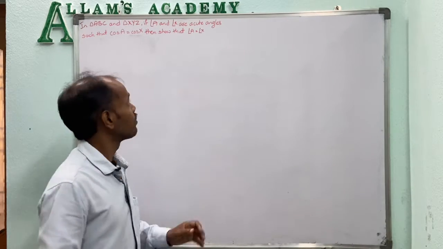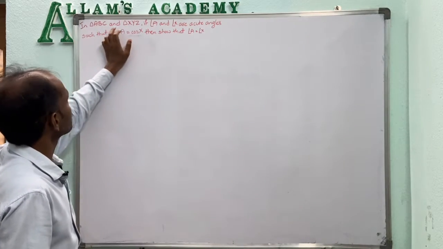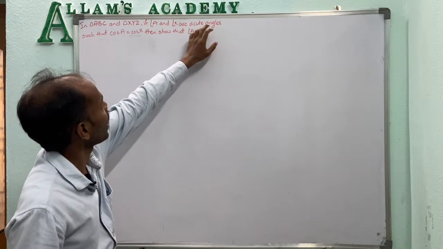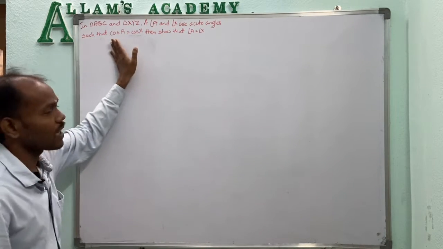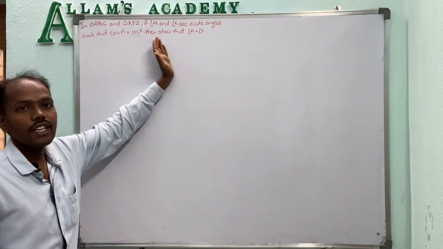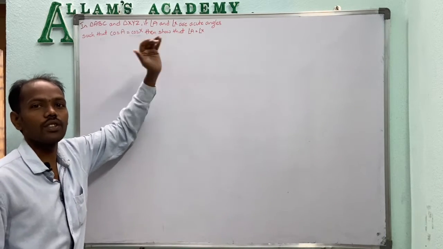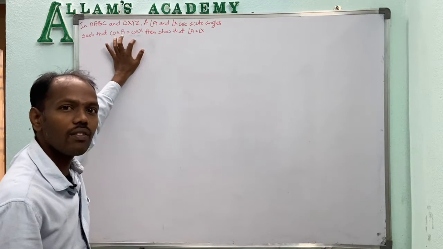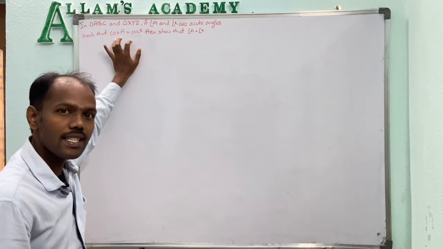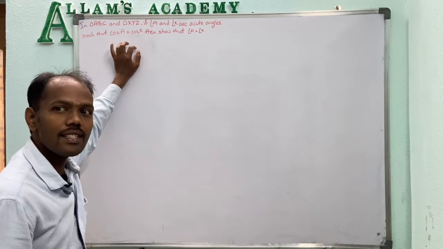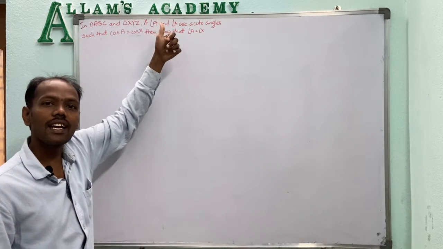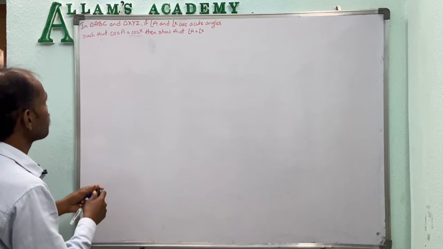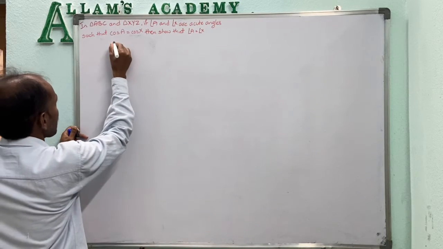Here is the given problem: in triangle ABC and triangle XYZ, if angle A and angle X are acute angles such that cos A equal to cos X, then show that angle A equal to angle X. So here, given cos A equal to cos X, so cos theta is given, which means the given triangles are nothing but right angle triangles. So triangle ABC and triangle XYZ are right triangles.